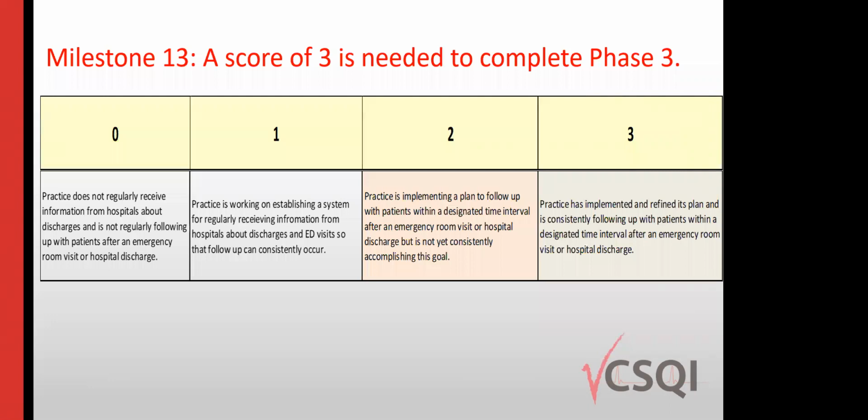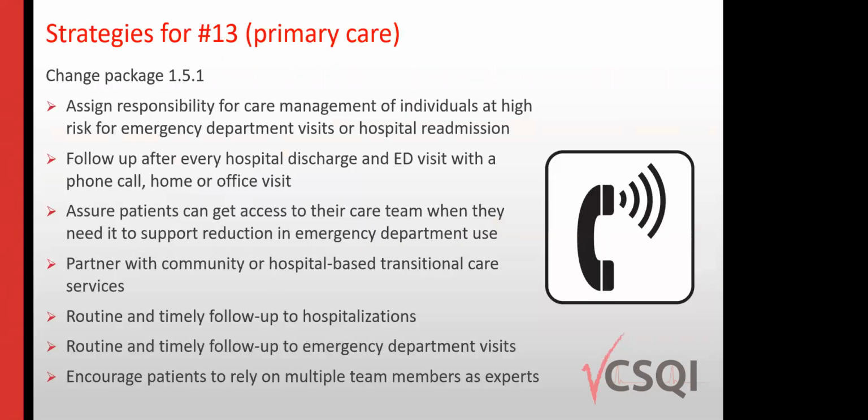So let's take a look on the next slide at some of the interventions that are mentioned to address milestone 13 for primary care practices. Number 1, assign responsibility for care management of individuals at high risk for an ER visit or after a hospital discharge. 2, develop a process to follow up after every hospital discharge or ER visit with a phone call, home visit, or office visit within 7 days. Most offices have a process in place where they like to see the patient in the practice within 7 days after discharge.